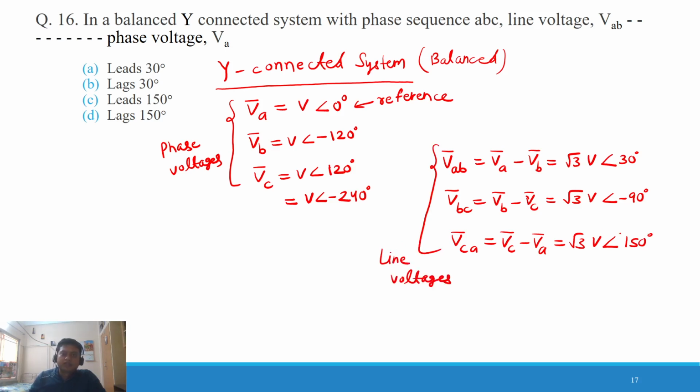So here in this question, line voltage VAB leads the phase voltage VA by 30 degrees. So the correct option will be A.